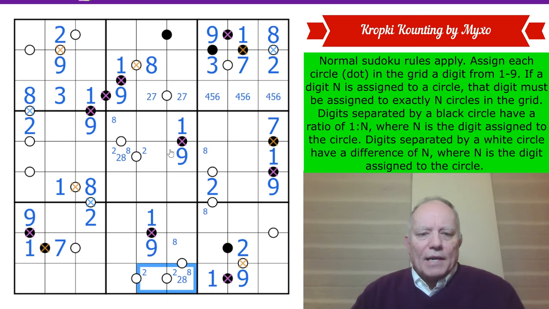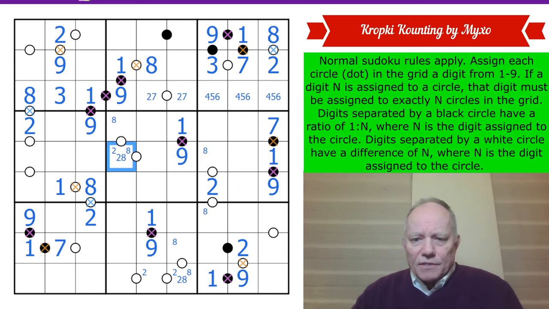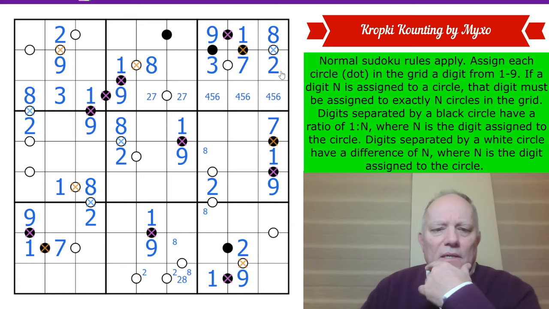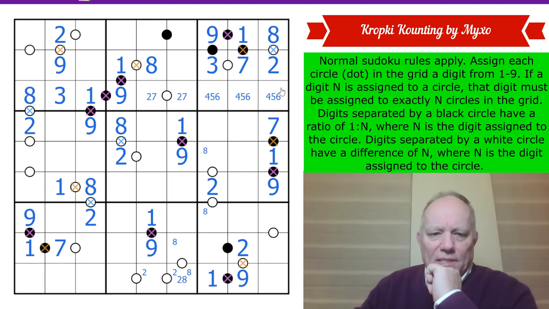And that's an X-wing on 2s between those pairs. And that can't be a 2. So this is the 2 in box 5, and that's an 8. And now we can colour the blue X there. And we've placed 1, 2, 3, 4 of our 6 blue X sixes.